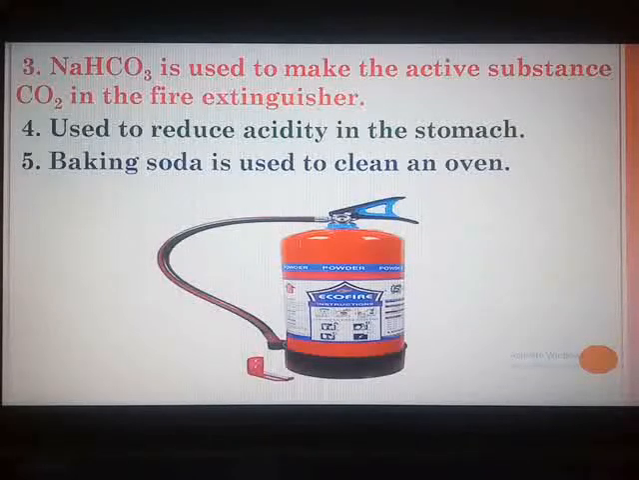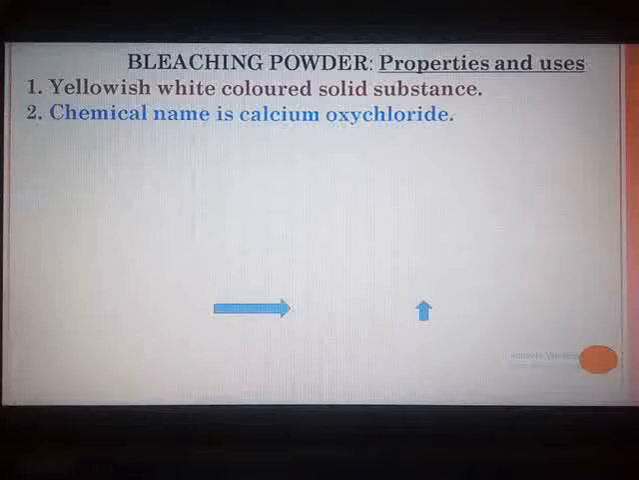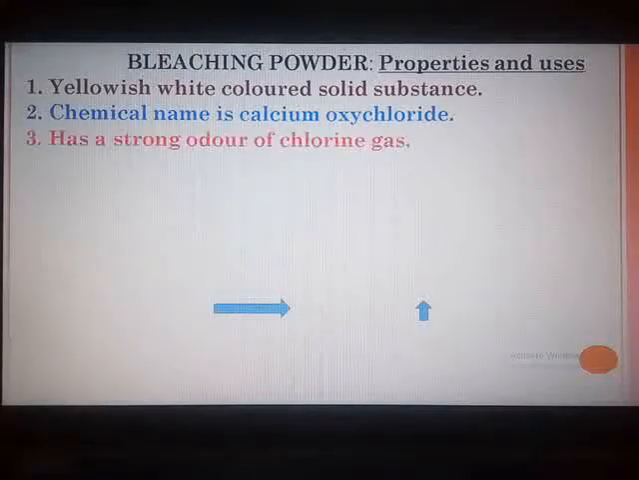Our next salt is bleaching powder, that is calcium oxychloride, CaOCl2. Let us have a glance at its properties and uses. The first property is that it is a yellowish white colored solid substance having the chemical name calcium oxychloride. It has a strong smell of chlorine gas. I had told you that chlorine is inconvenient to handle because of its gaseous state, and hence the solid bleaching powder, which has the same effect, is used, and hence it has a strong smell of chlorine gas.